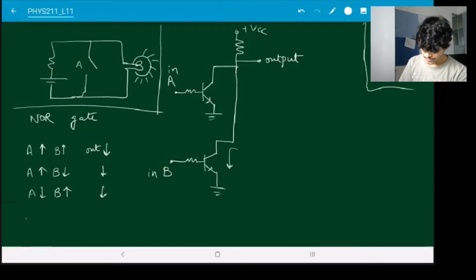Only case when this is not going to happen is when A and B are both low. When A and B are both low, neither of these is going to draw a current, and now the output voltage is going to be almost the same as VCC. So this is going to be high. And what is this? This is exactly a NOR gate.